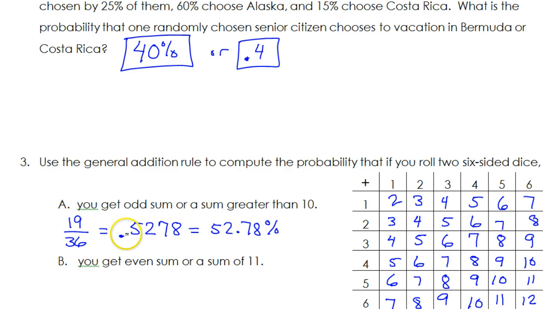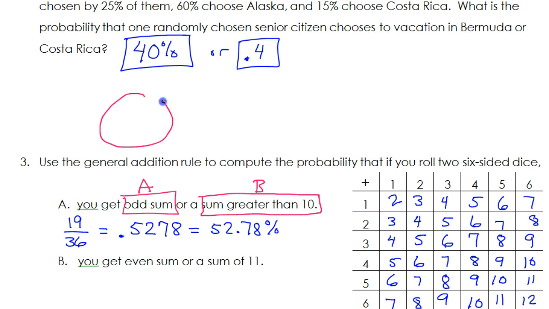We could have done the formula. In this case, the two events, odd sum, remember event A, and sum greater than 10, we called that event B. These two events are not mutually exclusive. They are overlapping.